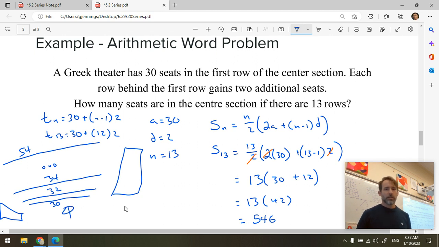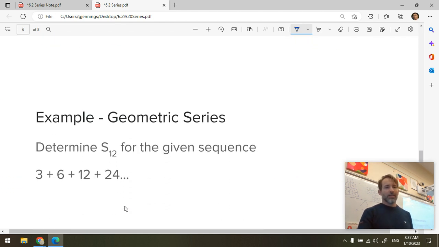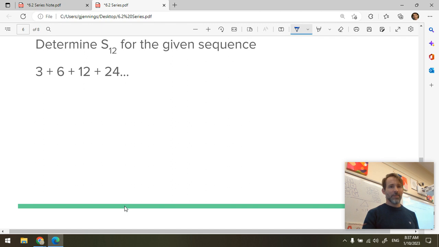Oh, I thought it meant like row 7. No, not in the middle row. In the middle, that's still an interesting question. It would be the average of the biggest row and the smallest row, but still. So this is how many seats are in that theater, 546. So that's important if you're planning a party or something in that area.